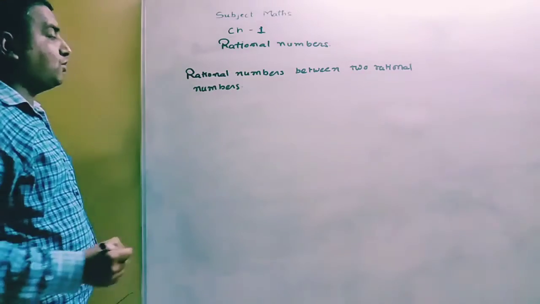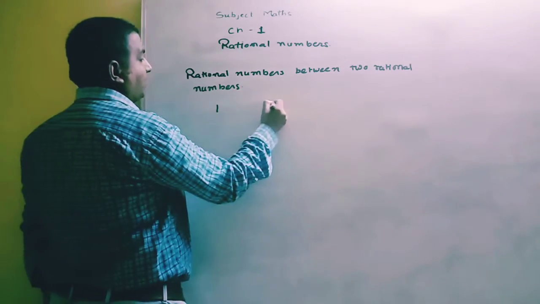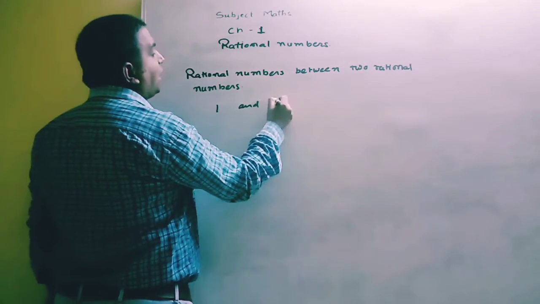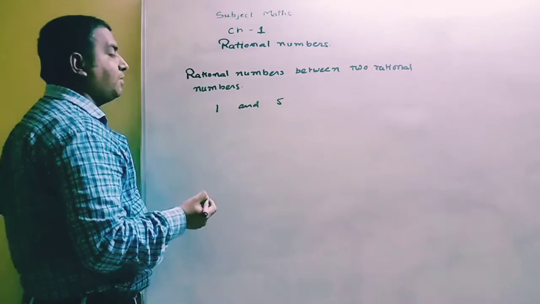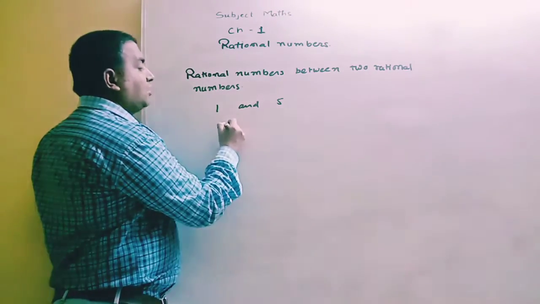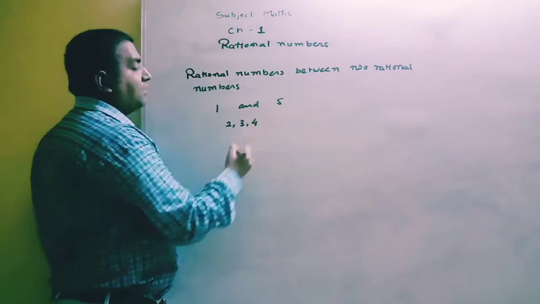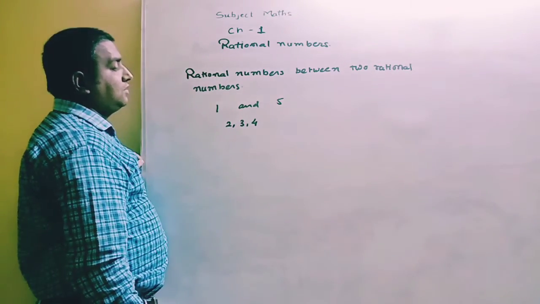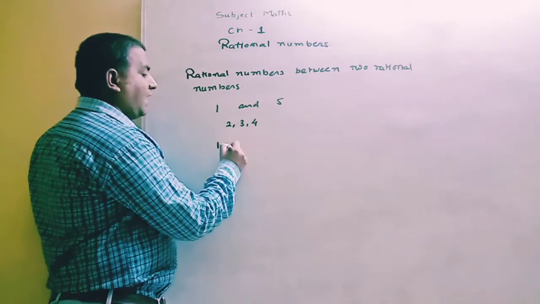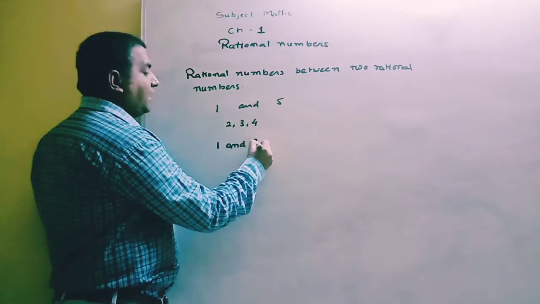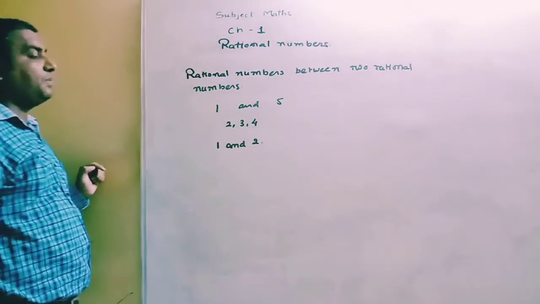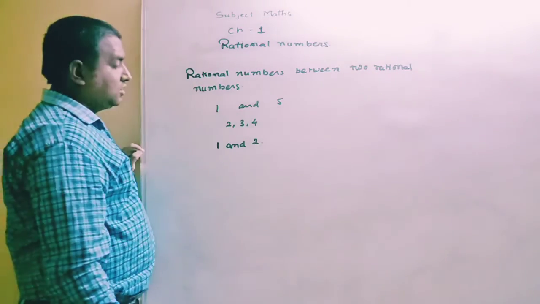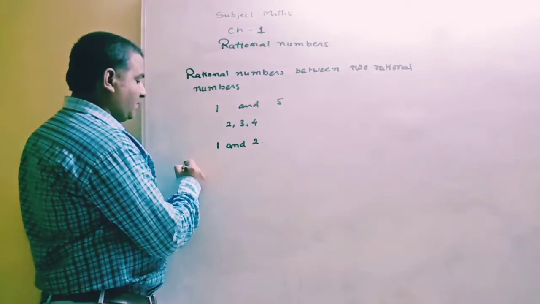Suppose we take two rational numbers, 1 and 5. Anybody can easily write three numbers between them: 2, 3 and 4 are between 1 and 5. This is very simple. But suppose it is said to write a rational number between 1 and 2. So first I will teach you the average method.